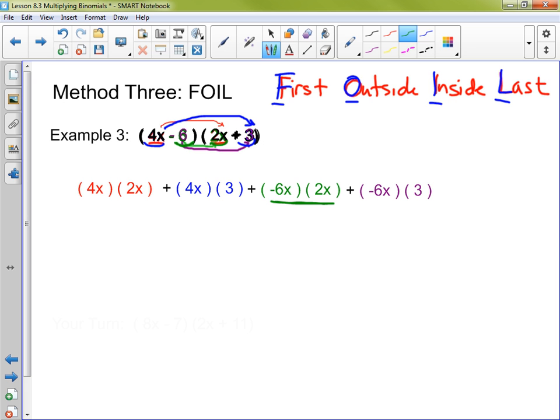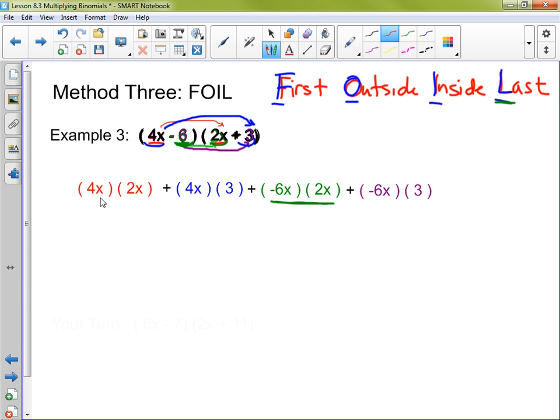Then you're going to multiply the last terms. That would be the 6 and the 3. So the FOIL method looks a little more complicated, but if you draw the arrows, it's just like distributing.